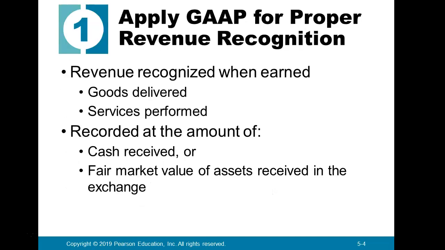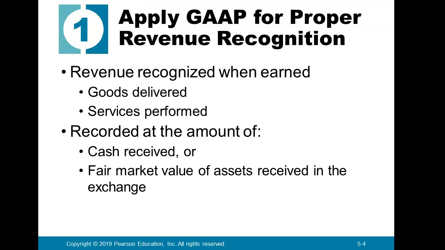So, proper recognition. We want to make certain it's clear. One, we want to recognize revenue. Recognition means to record. It's very important. When you see recognition, you're recording something. You're recording it when your goods are delivered or services are performed. The earnings process is complete. Very, very important for revenue recognition.